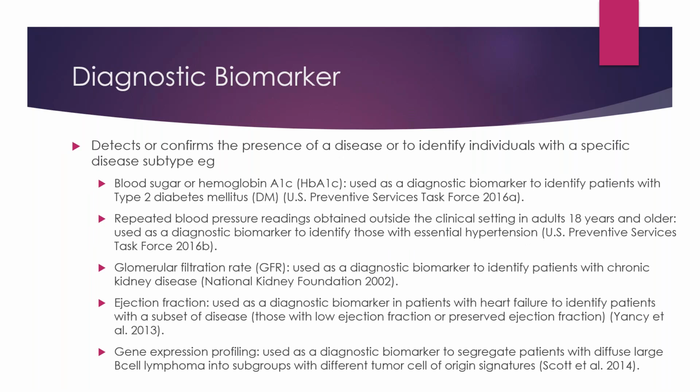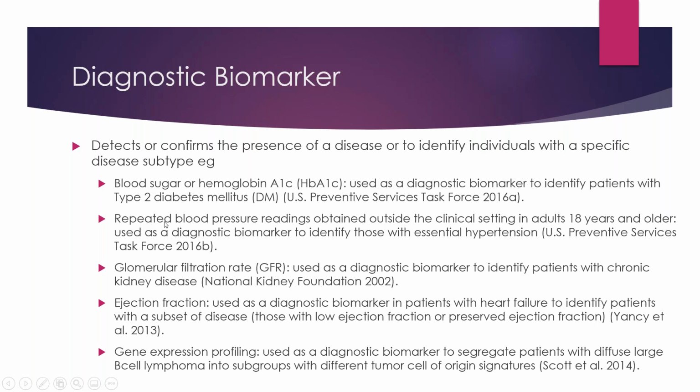So let's turn to some examples. To remind you, a diagnostic biomarker is something that will detect or confirm the presence of a disease or identify individuals with a specific disease subtype. And there are many types of approaches that can be used to do this. Some examples would include the measurement of blood sugar or of hemoglobin A1C, which is used commonly as a diagnostic biomarker to identify patients with type 2 diabetes mellitus.